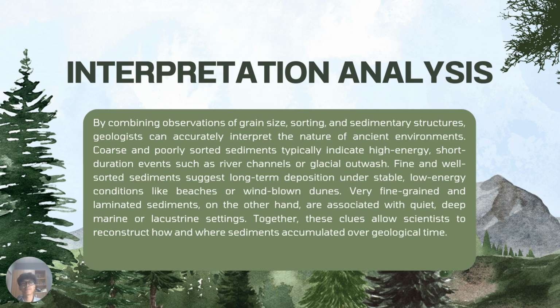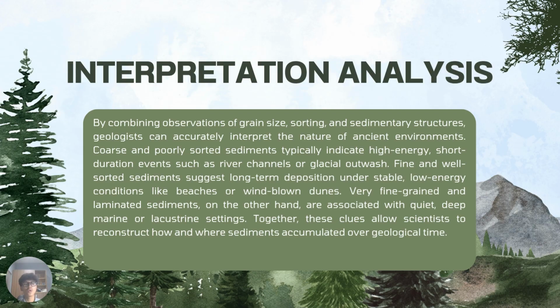Now we move to the interpretation analysis. By combining observation of grain size, sorting, and sedimentary structures, geologists can accurately interpret the nature of ancient environments. Coarse and poorly sorted sediment typically indicates high energy, short duration events such as river channels or glacial outwash. While fine and well sorted sediment suggests long term deposition under stable low energy conditions like beaches or windblown dunes. Very fine grained and laminated sediments, on the other hand, are associated with quiet, deep marine or lacustrine settings.